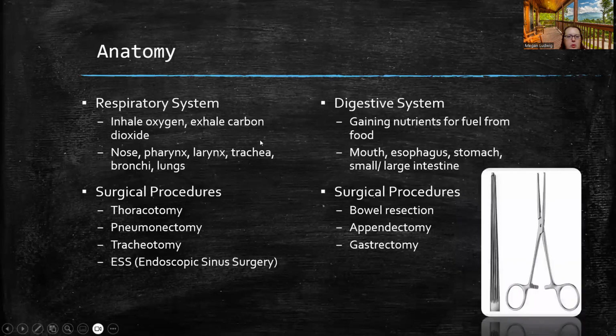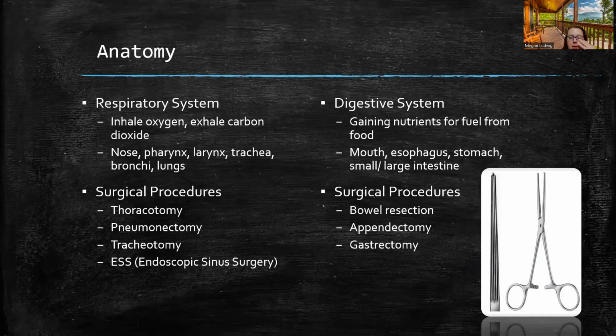All right, respiratory system. This is how we breathe. So you're inhaling oxygen, exhaling carbon dioxide. So these are the main organs here: nose, pharynx, larynx, and working our way down again, trachea, bronchi, and then lungs. You could break these apart a little further if you wanted and include alveoli, bronchioles, but we're not going to. So procedures: thoracotomy, otomy, incision into the thorax. This is your chest cavity.